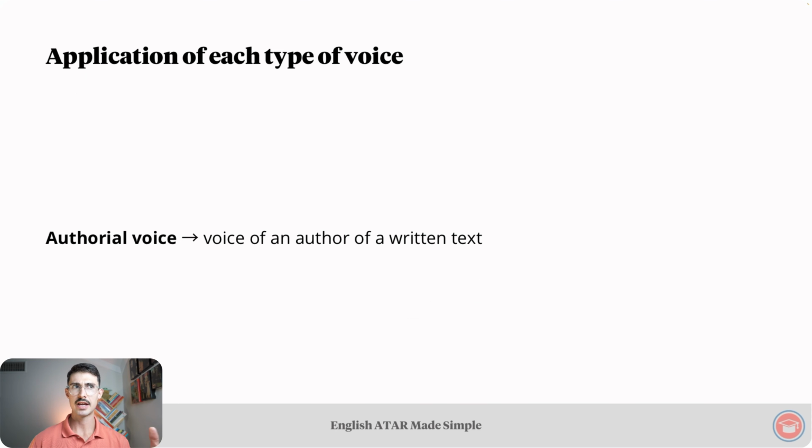How should we apply each type of voice in an assessment context? We should use the term authorial voice in an assessment to refer to the voice of an author of a written text.